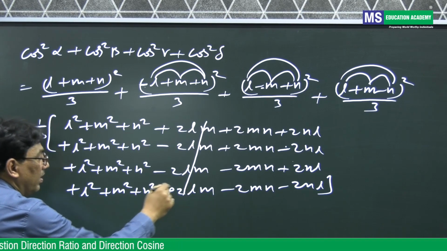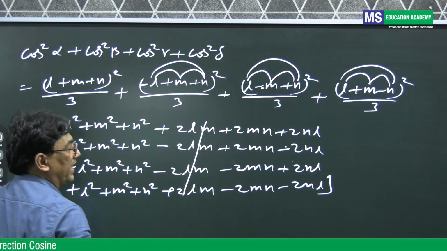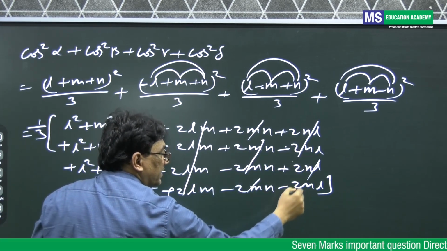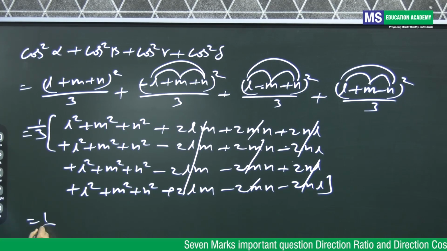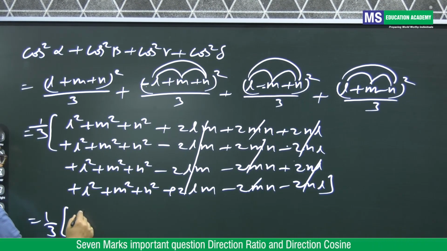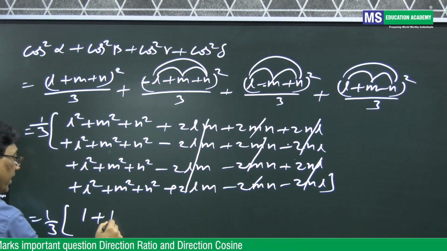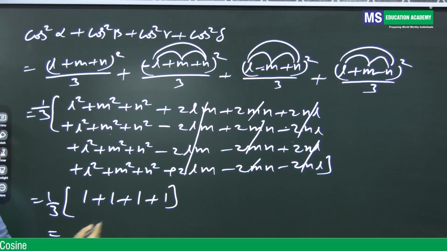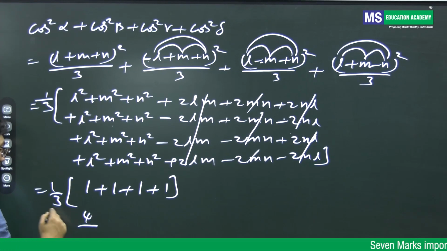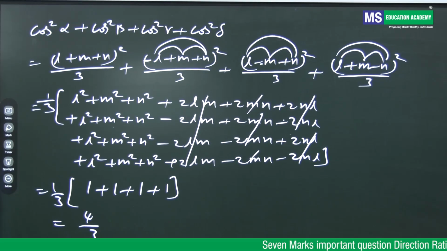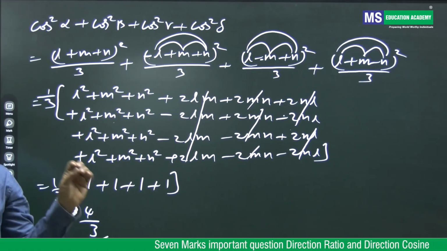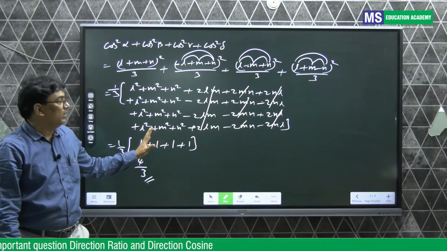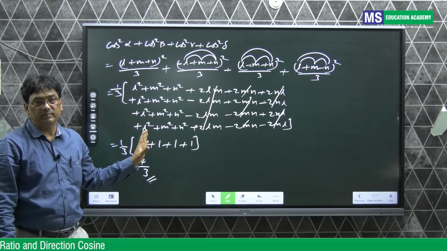When all the values plus and minus cancel, what remains is 1 by 3 times L square plus M square plus N square, which is 1. The next one is also 1, and the third one is also 1. Therefore 1 plus 1 plus 1 plus 1 means 4, and the denominator is 3. This is the most important problem. It repeats many times in public examinations. That's why practice this problem first.